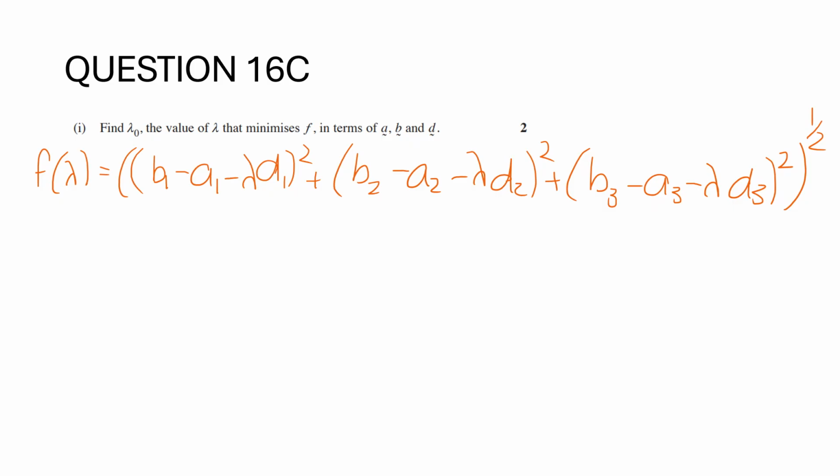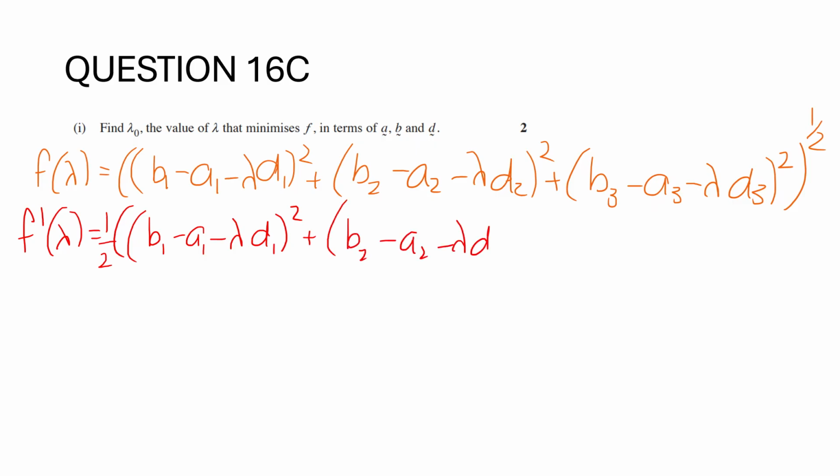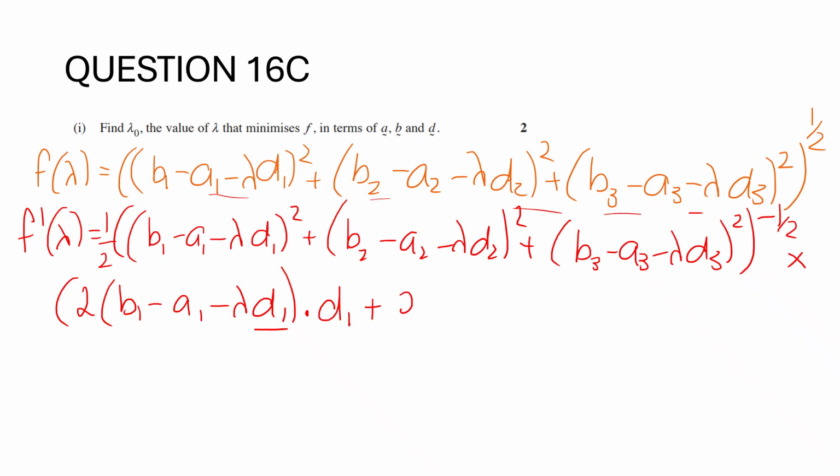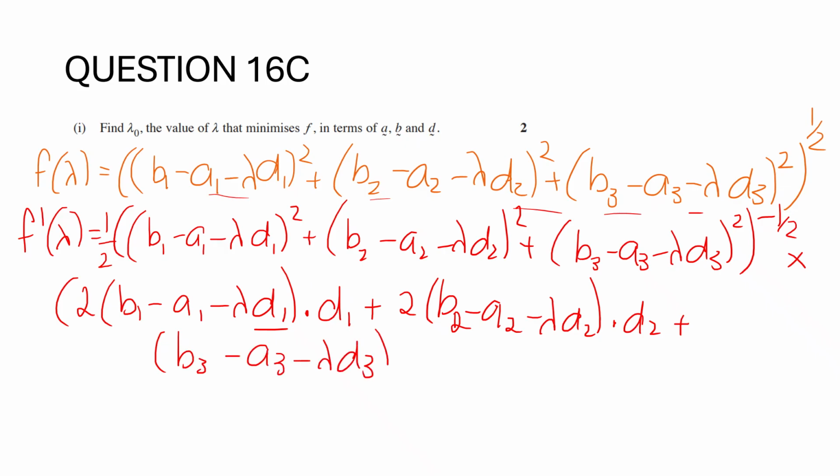Differentiating, we get f dashed of lambda is equal to a half times B1 minus A1 minus lambda D1 all squared plus B2 take A2 take lambda D2 all squared plus B3 take A3 take lambda D3 all squared to the power of negative a half times by the derivative of this inside function, which is 2 times B1 take A1 take lambda D1 times by D1 plus 2 times B2 take A2 take lambda D2 times D2 plus B3 take A3 take lambda D3 times D3.